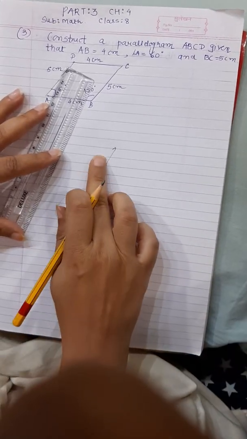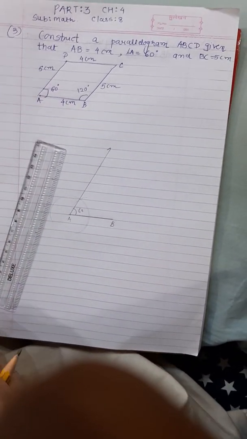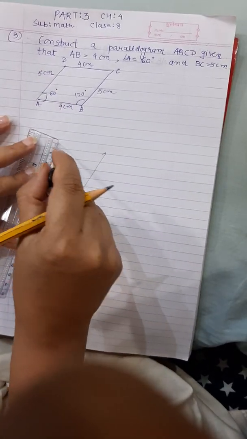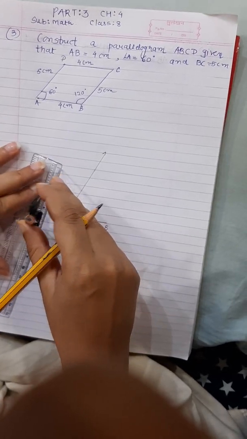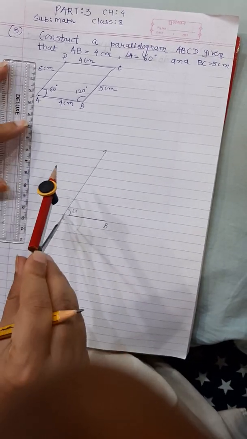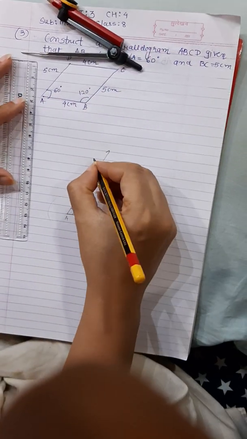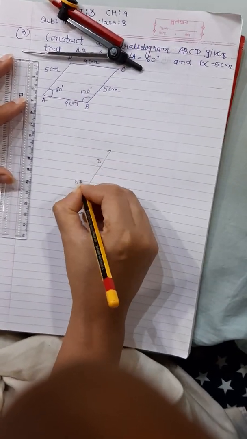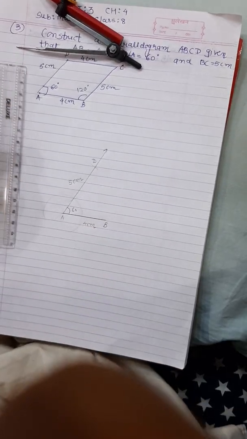You know that this has to be 5 centimeters. So first I'll measure this and put an arc with 5 centimeter. Keeping A as a center, let's have an arc at 5 centimeter. This is my point D. I'll draw and write, so I don't forget what I'm doing here.